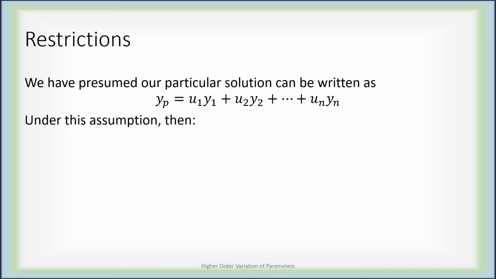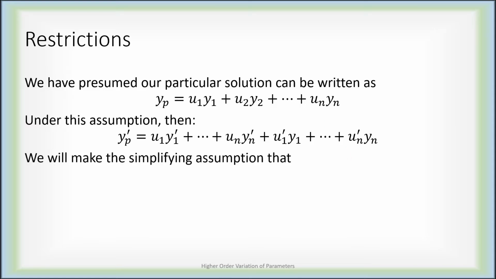If we take a first derivative of this construction, yp prime, well, through the product rule, we're going to get various terms where we have the ui and the derivative of the y's. I'm going to collect all of those: u1 y1 prime, u2 y2 prime, all the way up to un yn prime. The product rule also forces us to take terms u1 prime y1, u2 prime y2, all the way up to un prime yn. We're going to make a simplifying assumption about the function y sub p.